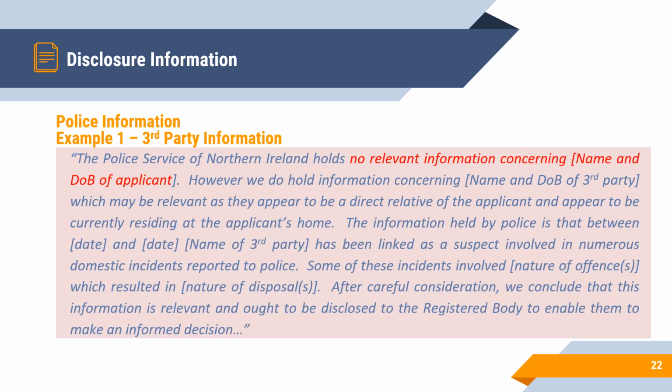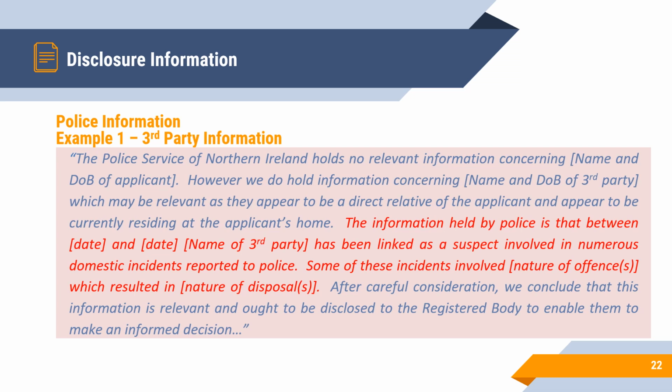Here we can see that police are noting that they hold no relevant information about the applicant, but they do hold information about a relative who appears to be living at the applicant's home. In such circumstances, police will then provide details of the relevant information they hold about this third party.